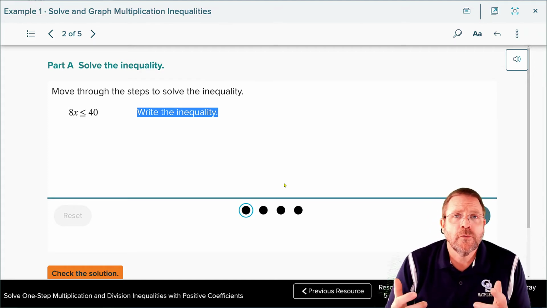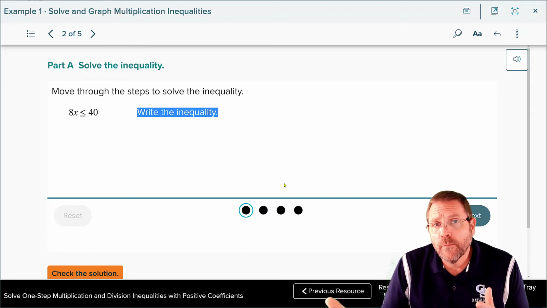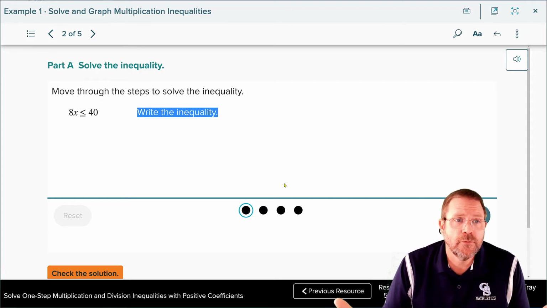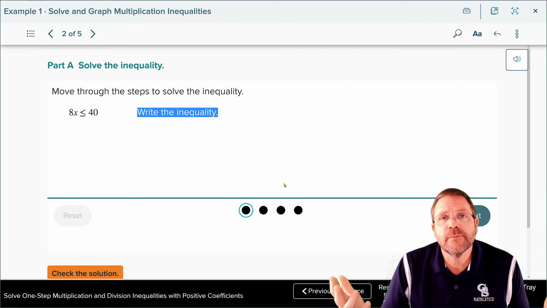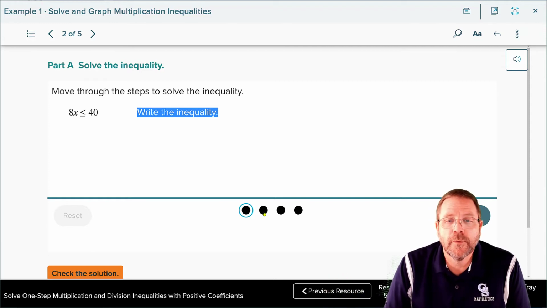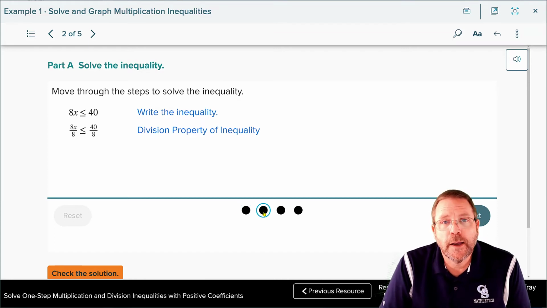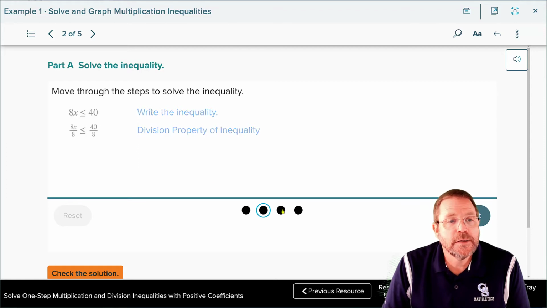From there, you're going to ask yourself, what's my variable? X. Who's X's friend? 8. What is 8 doing to X? It's multiplying. And what's the opposite of times 8? It's going to be divide 8 on both sides, and that's what you see right there. They use the division property of an inequality, divided 8 on both sides. From there, 8 divided by 8 divides out becoming 1, and 1 times x is x.